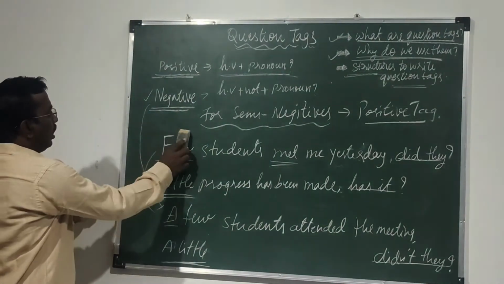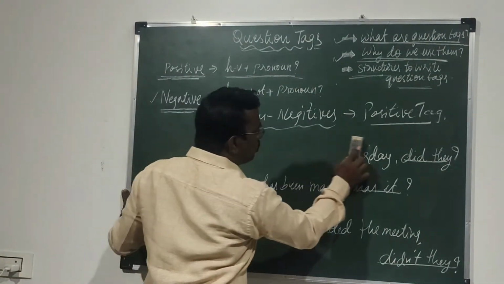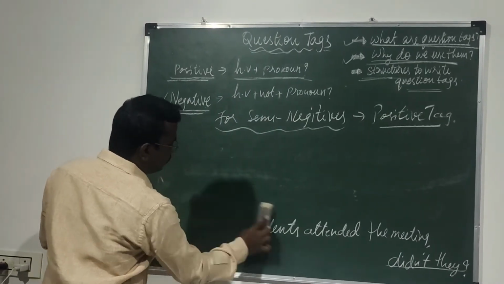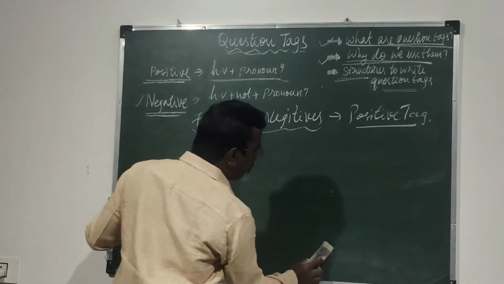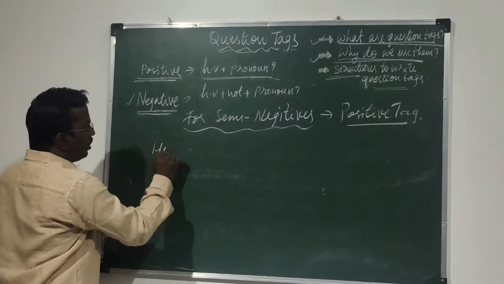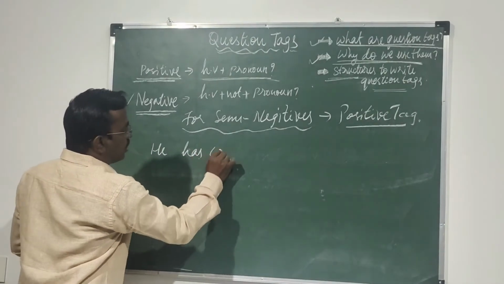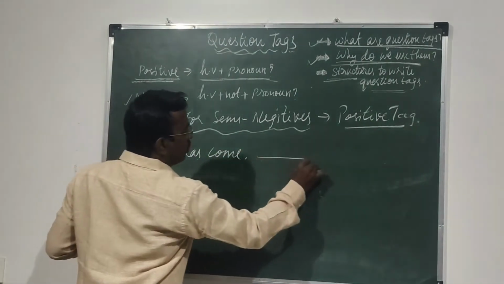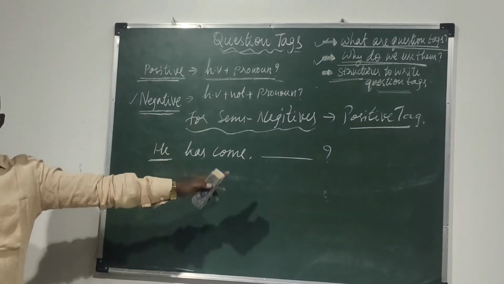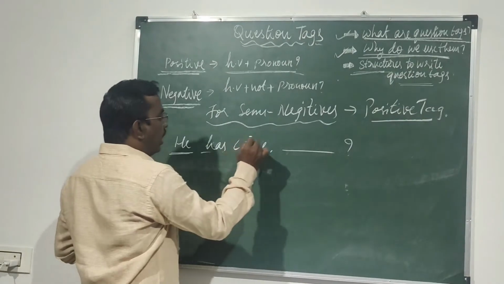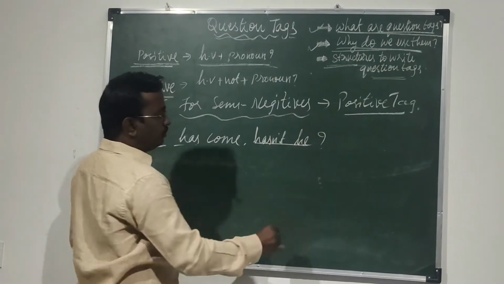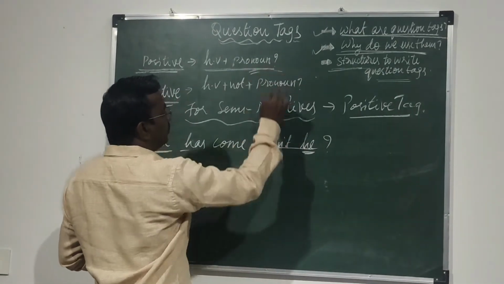Again, when it comes to writing the pronoun, if there is a pronoun in the sentence, for example, he has come, the subject of the sentence is a pronoun. So use the same pronoun, right? Positive sentence, negative tag. Hasn't he? Same pronoun we are writing.